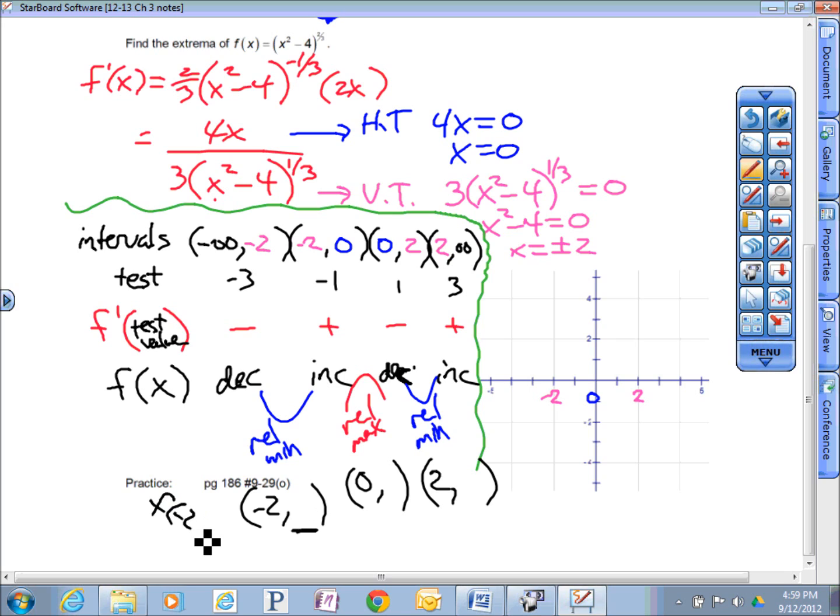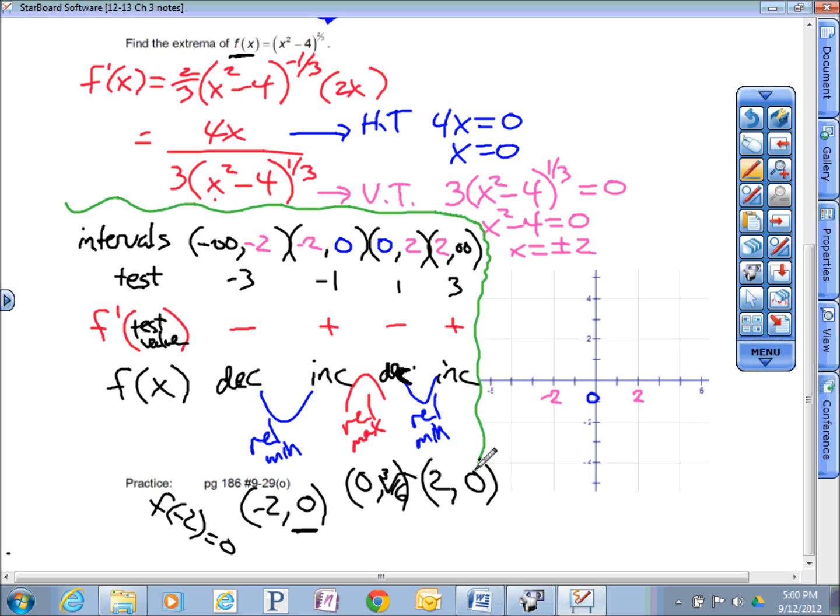So if I did f of -2, go back to your original function. Negative 2 squared is, go back up to your f of x. Negative 2 squared is 4. Minus 4 is 0. F of -2 is 0. That's how I get a 0 right there. F of 0 is going to be negative 4 raised to the 2/3 power, so negative 4 to the 2/3. Negative 4 squared would be 16, cube root of that. So this would be a cube root of 16, whatever that is as a decimal. I'm going to guess it's somewhere in between 3 and 4, probably about halfway in between. And f of 2 is going to give us another 0.